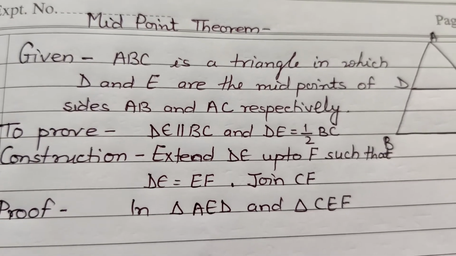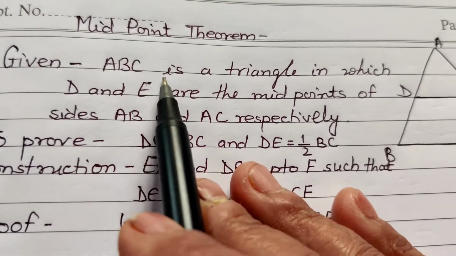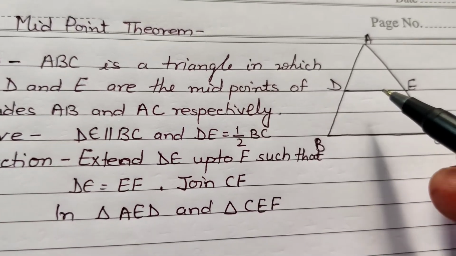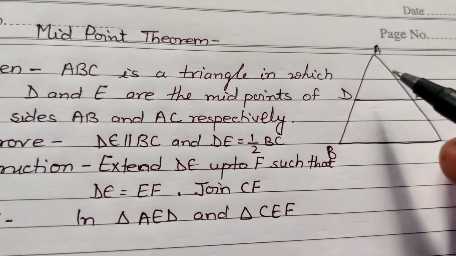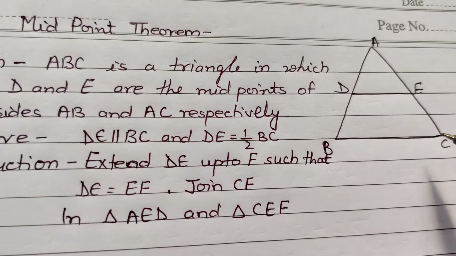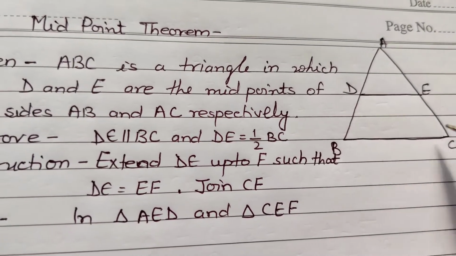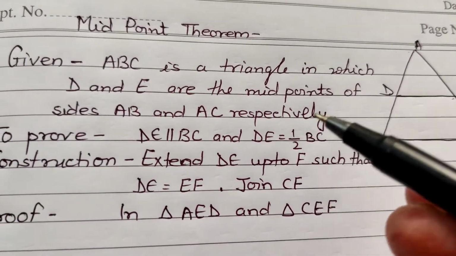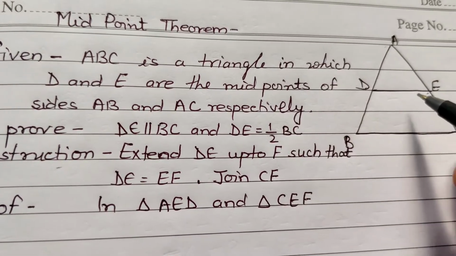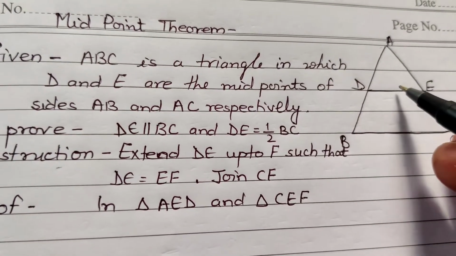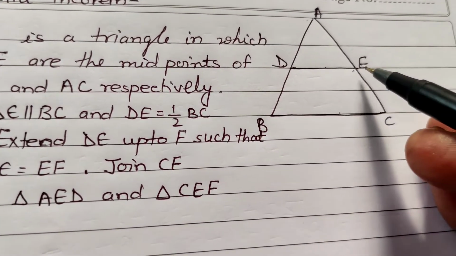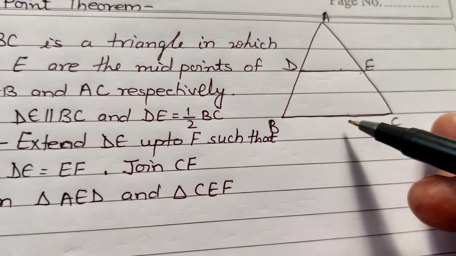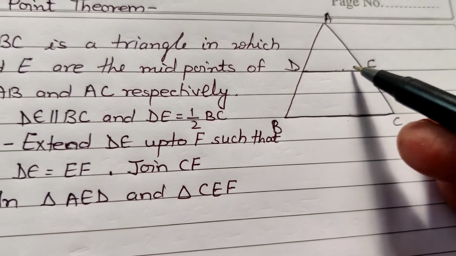Midpoint theorem, the proof. First, the given. ABC is a triangle in which D and E are the midpoints of the sides AB and AC. To prove: DE parallel to BC and DE equal to half of BC.